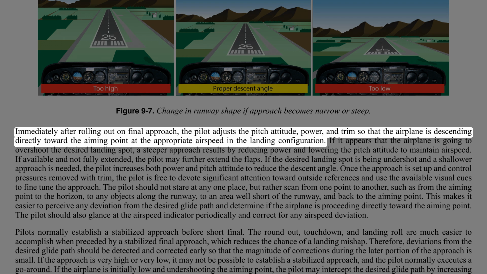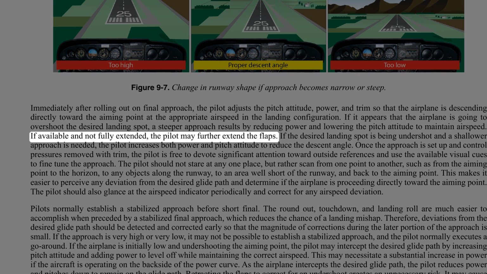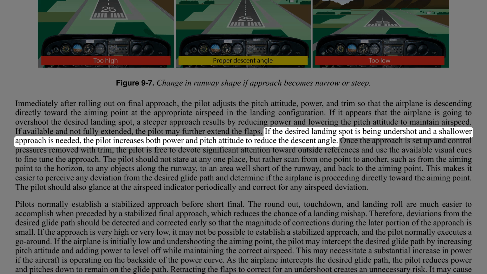Immediately after rolling out on final approach, the pilot adjusts the pitch attitude, power, and trim so that the airplane is descending directly toward the aiming point at the appropriate airspeed in the landing configuration. If it appears that the airplane is going to overshoot the desired landing spot, a steeper approach results by reducing power and lowering the pitch attitude to maintain airspeed. If available and not fully extended, the pilot may further extend the flaps. If the desired landing spot is being undershot and a shallower approach is needed, the pilot increases both power and pitch attitude to reduce the descent angle.